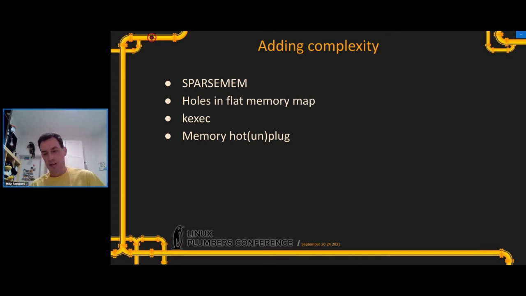And next, there are architectures that free parts of their memory map to save memory, which is precious for them, and to reduce the memory overhead caused by the memory map. I'll talk about these cases a bit later. KEXEC adds yet another level of complexity, and memory hot unplug is probably the most complex case for the lack of a coherent representation of the physical memory in the kernel.